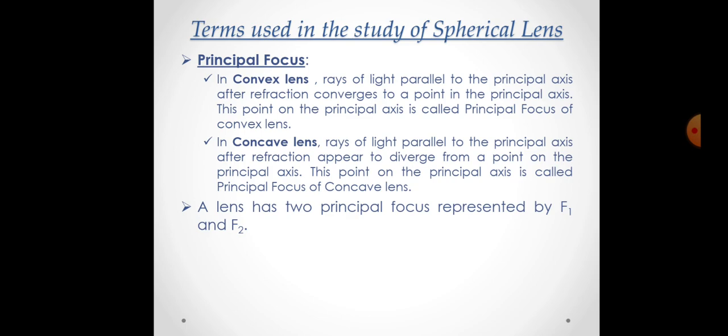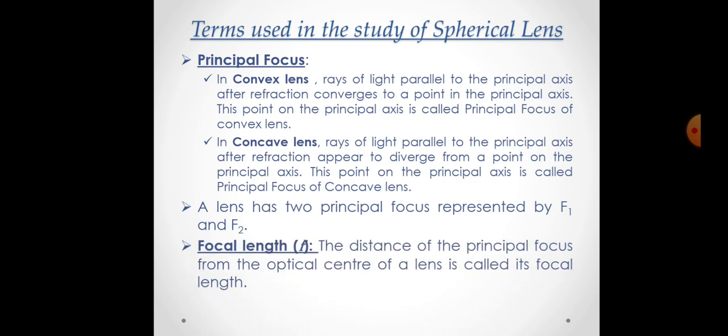A lens has two principal focus represented by F1 and F2. Since it has two centers of curvature and light can come from either way, a lens has two focus, represented by F1 and F2. Next is your focal length, represented by the small letter f. The distance of the principal focus from the optical center of the lens is called its focal length.